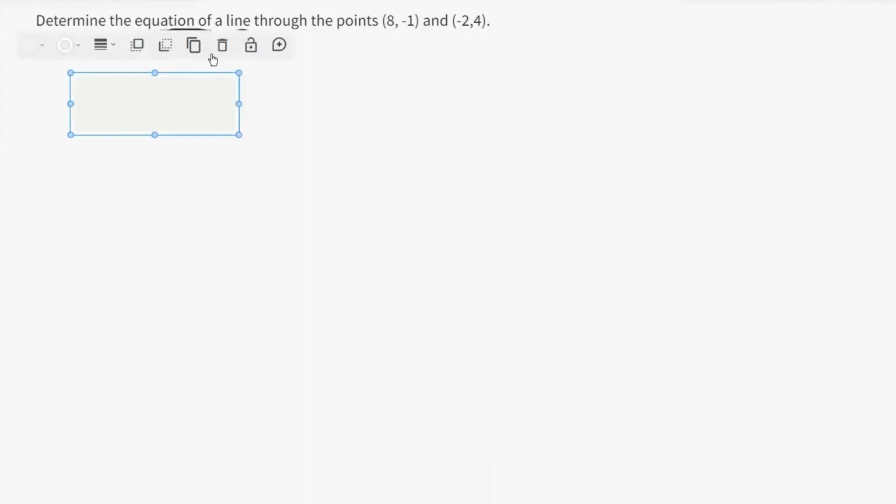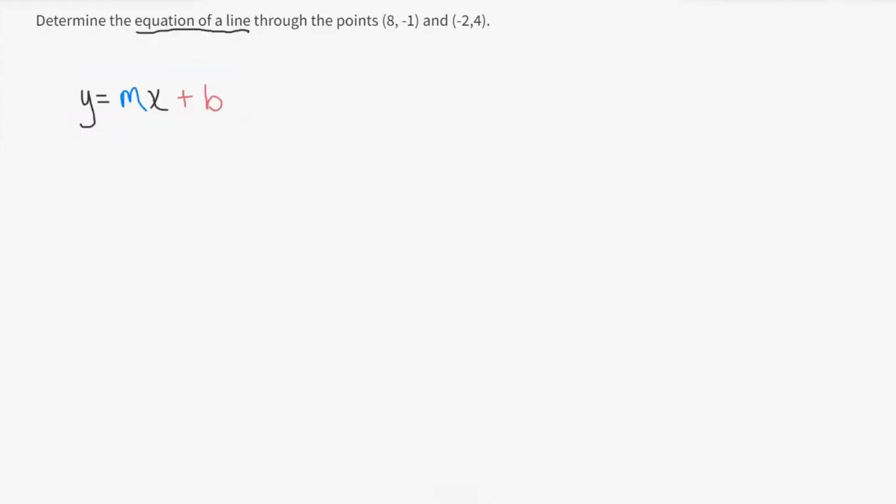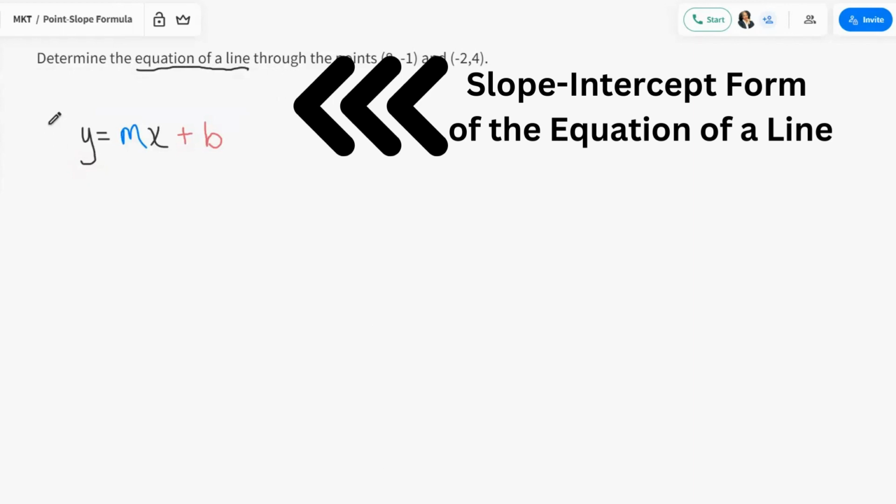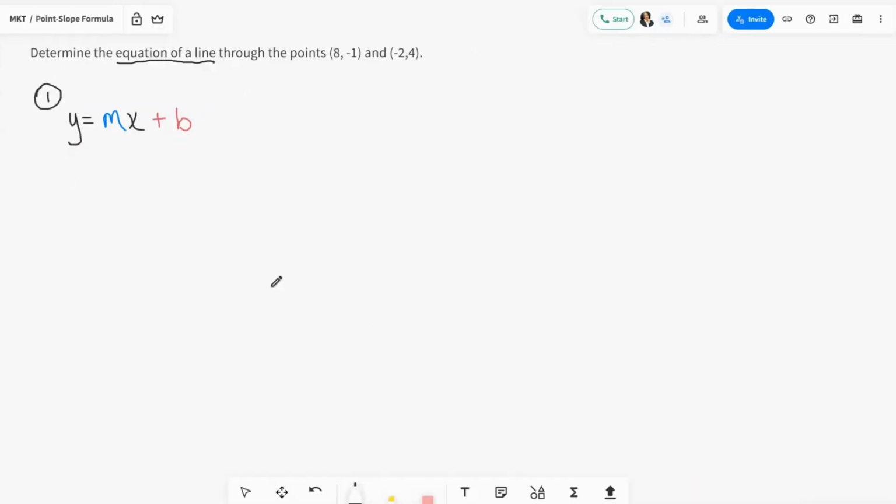First thing you should always do is write the general equation of a line. That is your first step. y equals mx plus b. Your second step is to fill in these colors that we're missing. So the first color that we're missing is step number 2, our slope.